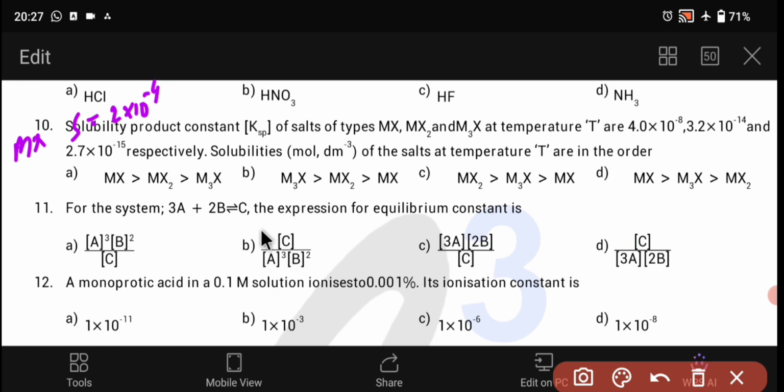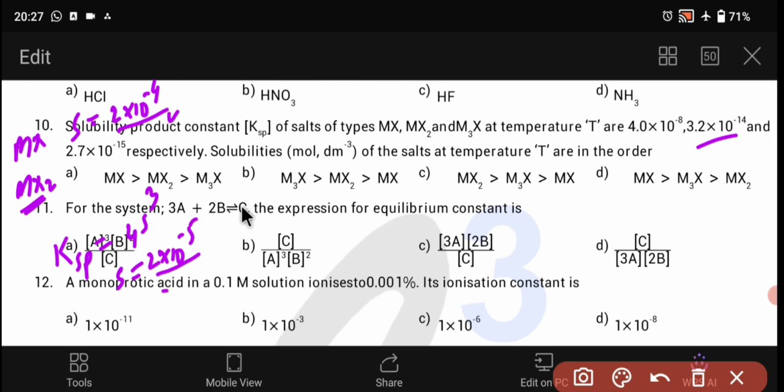Okay, for MX2, the relation between KSP and S is KSP is equal to 4S cube. So after putting KSP as 3.2 into 10 to the power minus 14, the S value comes out to be 2 into 10 to the power minus 5. So this is 2 into 10 power minus 4, this is 2 into 10 power minus 5, this is larger.